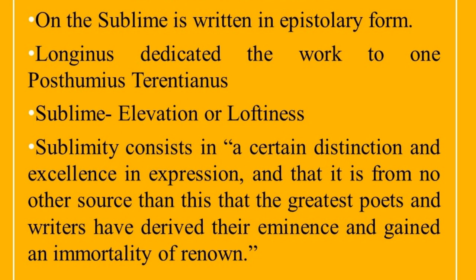The name of the author to whom the work is ascribed is just a conjecture, and even the date of composition, 1st or 3rd century AD, is uncertain. On the Sublime is written in epistolary form. An epistolary form or epistolary work, as you know, is usually written through letters, journal entries, or a combination of the two. Longinus dedicated the work to one Postumius Terentianus, a public figure in ancient Rome.